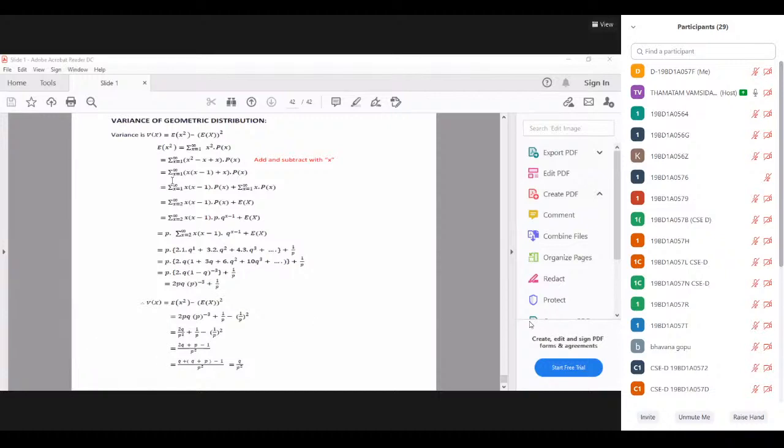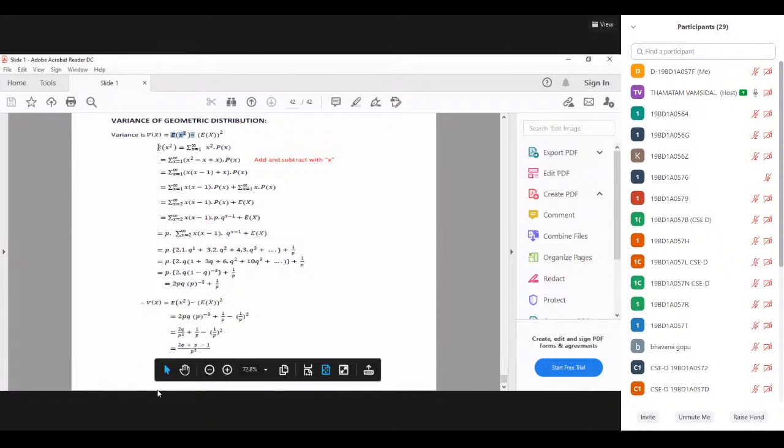Variance of geometric distribution. Variance of x is equal to expectation of x square minus expectation of x whole square. Just now we did expectation of x, that is 1 by p. No need to worry about this one, we already know the value of expectation of x. First, we have to find expectation of x square. After that, substitute in this equation.